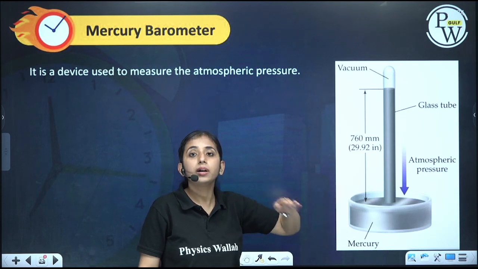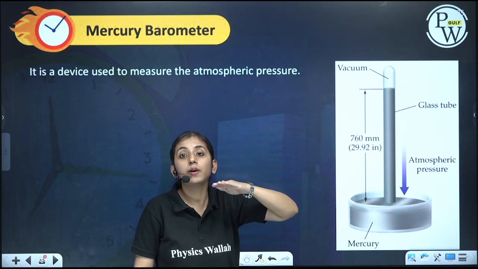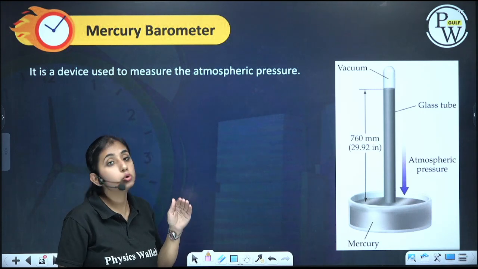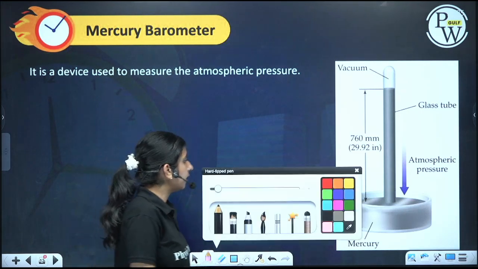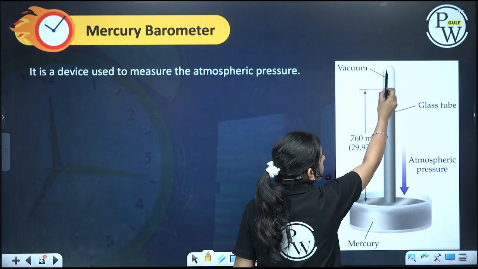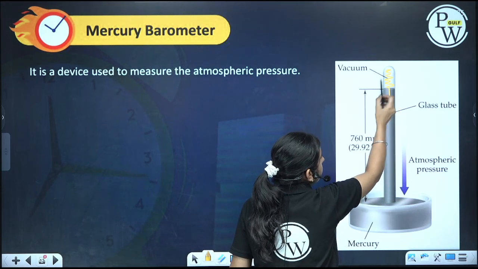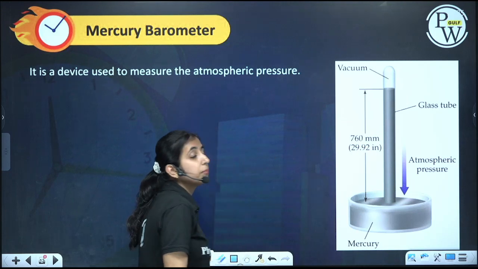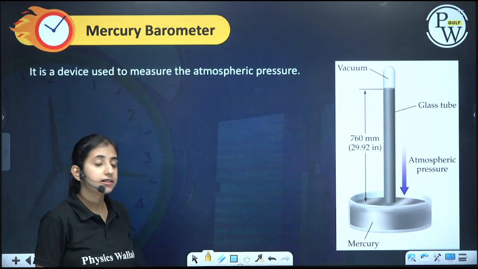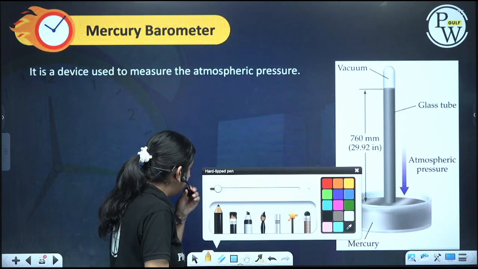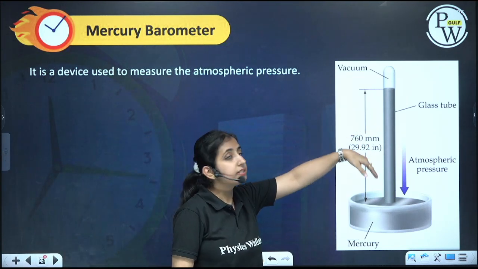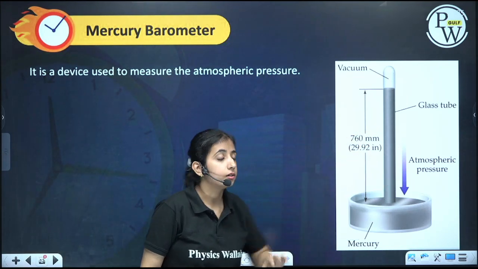So what happened? The level in the glass tube, which was completely filled earlier, reduced to some height. The mercury came a little downward, up to a height of 760 millimeters.